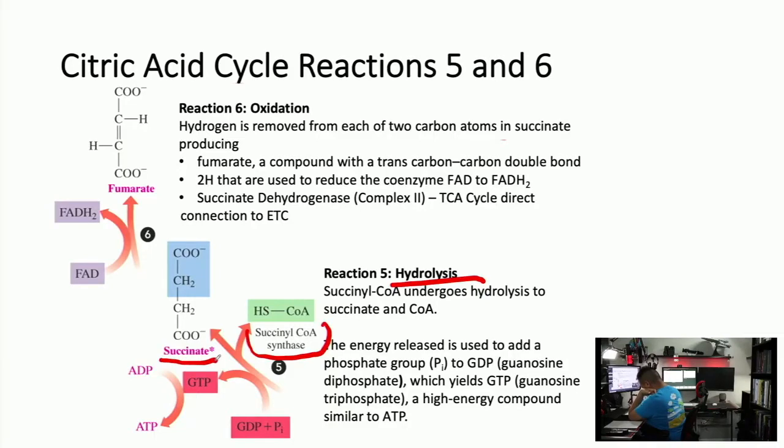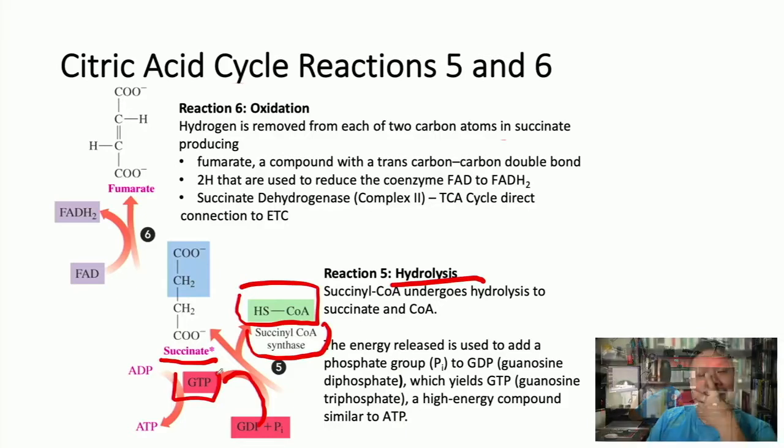All it really is doing is removing the coenzyme A, and in the process, we get a GDP and an inorganic phosphate having a phosphate transfer to become GTP. GTP is very similar to ATP in that it's an energy carrier, and GTP can actually become ATP once it encounters an ADP, adenosine diphosphate.